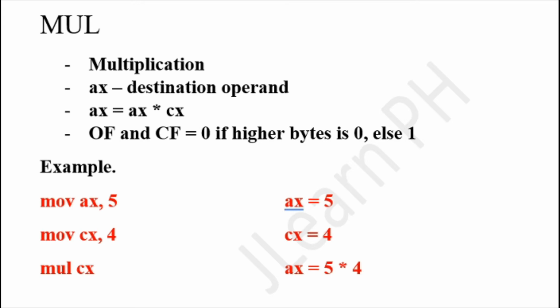Okay? So let's have an example. Let's say we have MOV AX, 5. So the value of AX is equal to 5. Then we MOV CX, 4. So the value of CX now is equal to 4.